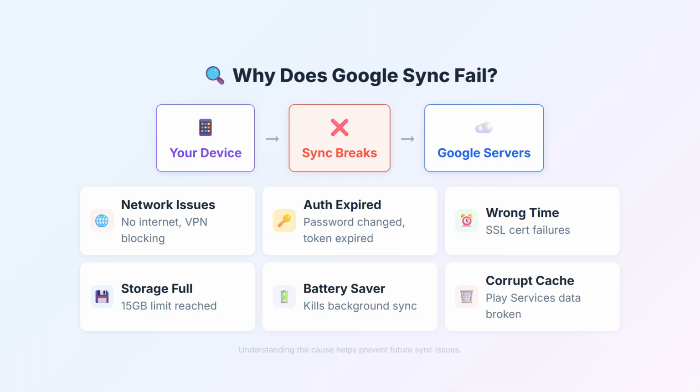Now, let us understand why sync fails. Google Sync follows a path from your device through the internet to Google servers. If anything breaks along the way, sync stops. The main causes are network issues like VPNs, expired authentication tokens, wrong device time causing SSL failures, full storage hitting the 15 gigabyte limit, aggressive battery optimization killing background processes, and corrupted cache data in Play services.